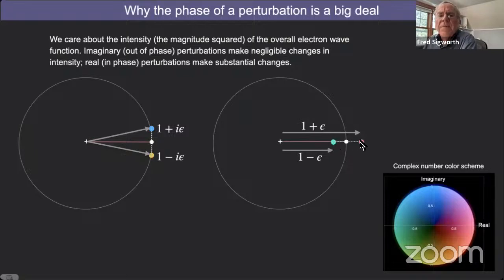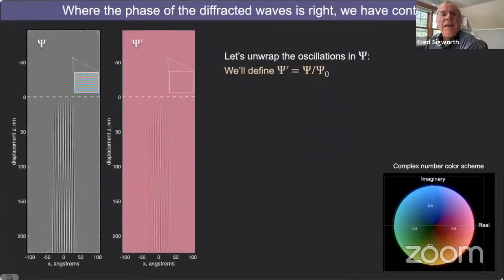But if the perturbation is real, that is, it's not imaginary, but it's real, then when we add epsilon, 1 plus epsilon, 1 minus epsilon, we actually get a difference in the magnitude. And that's how it's going to work. We want to have a difference in the intensity of the waves coming from our phase difference. And so we can't do it if we just leave the undiffracted and diffracted waves as they are. We have to somehow get a phase shift such that the diffracted waves come out being real.